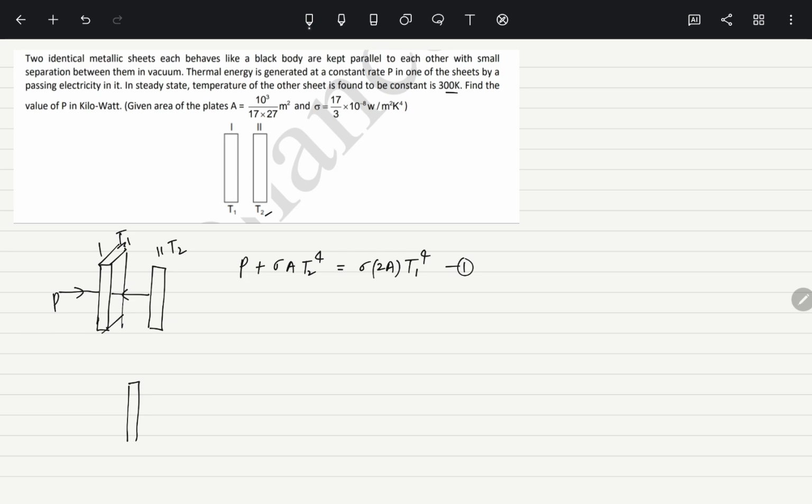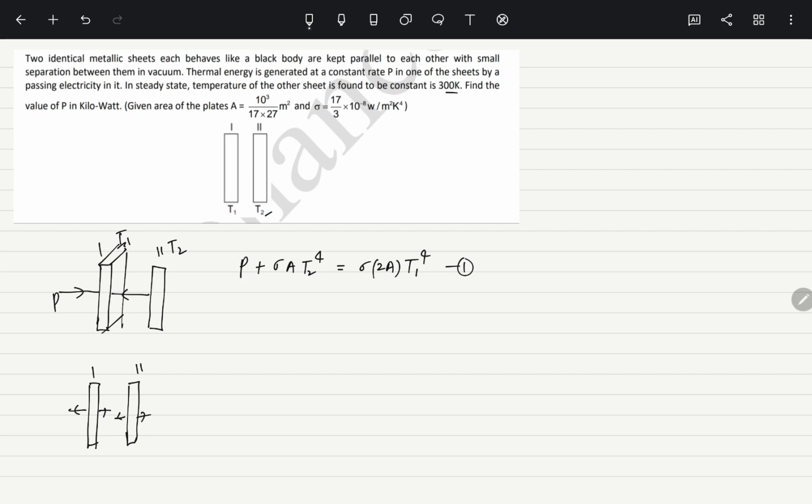The absorption of second. Okay, sorry, yes. Now the first one, yeah, this is it. See here, the first will absorb and release heat in this direction. Similarly, the second will release heat from this direction to this direction.